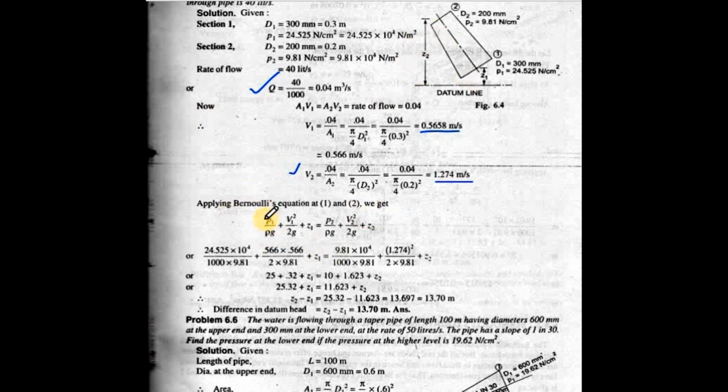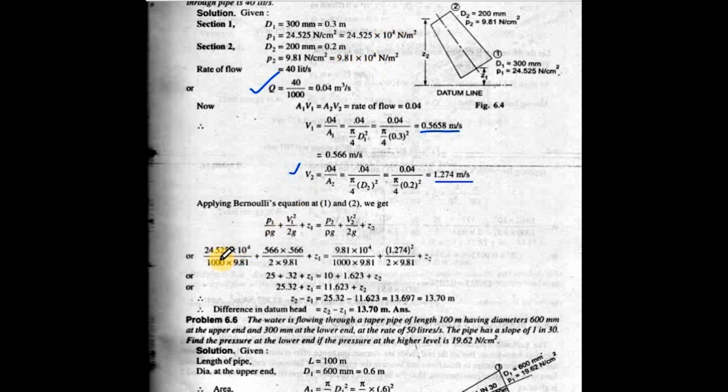So P1 by rho g. P1 we know the value, that is 25.524 × 10^4, because it is in Newton per centimeter square. So we need to convert it into meter square, so for that we need to multiply it by 10^4. Similarly in P2 also.